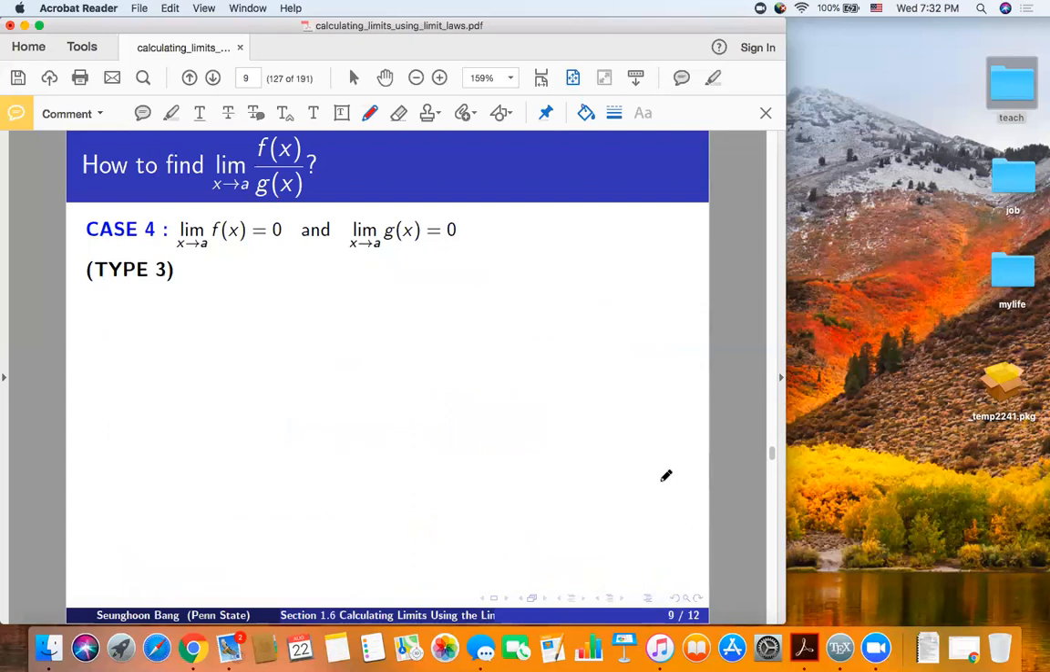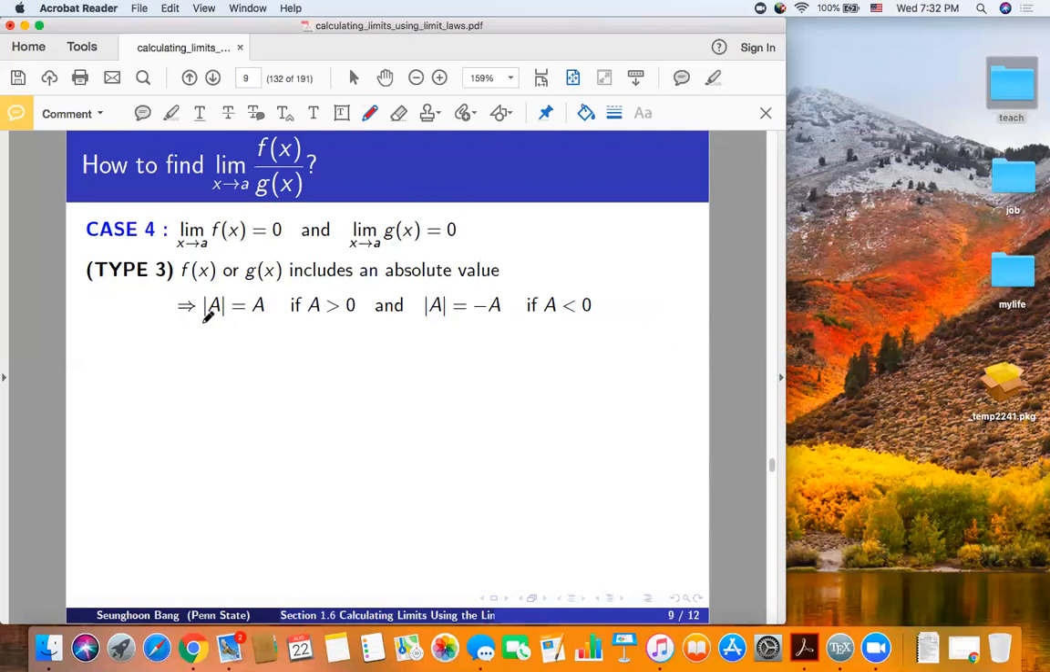The next tip: type 3. What is type 3? f of x or g of x includes an absolute value. How can you solve it? You have to eliminate the absolute value sign. This is the key. The absolute value of a is equal to a if a is positive. The absolute value of a is exactly the same as minus a if a is less than 0. Does it make sense? This makes sense.